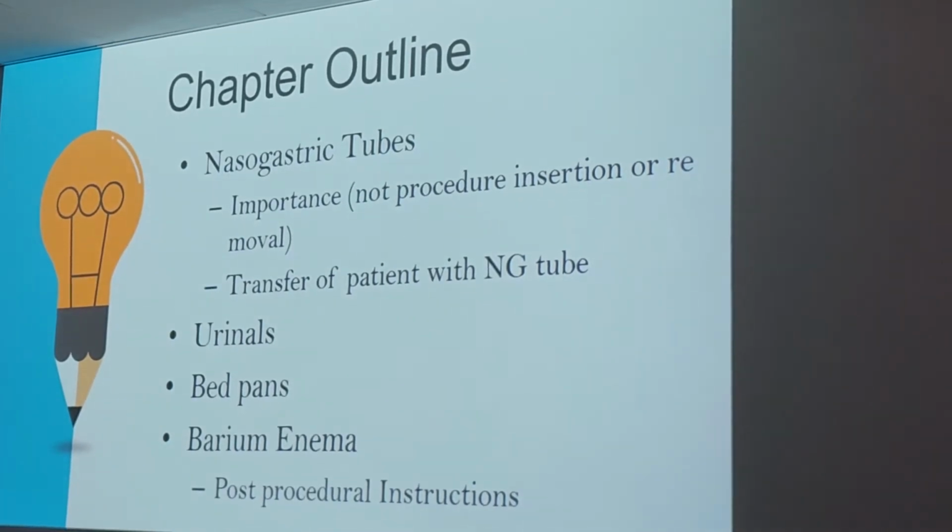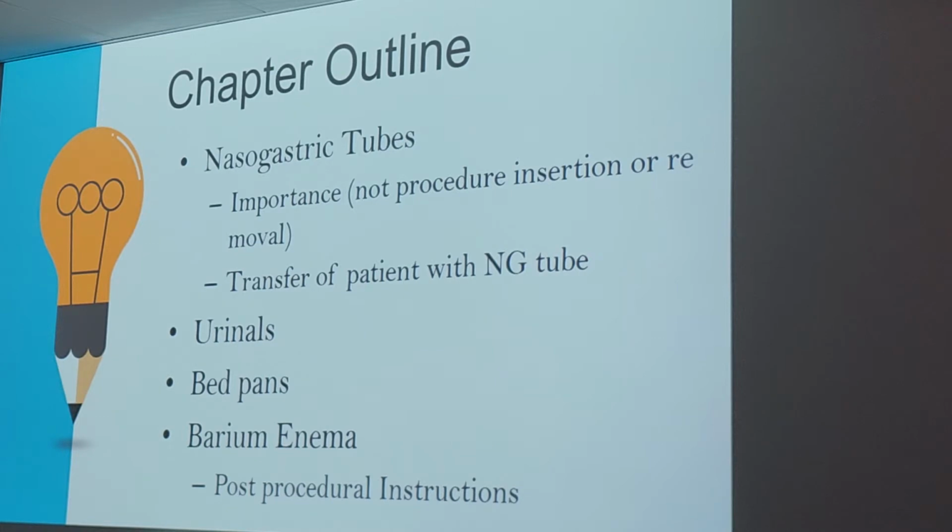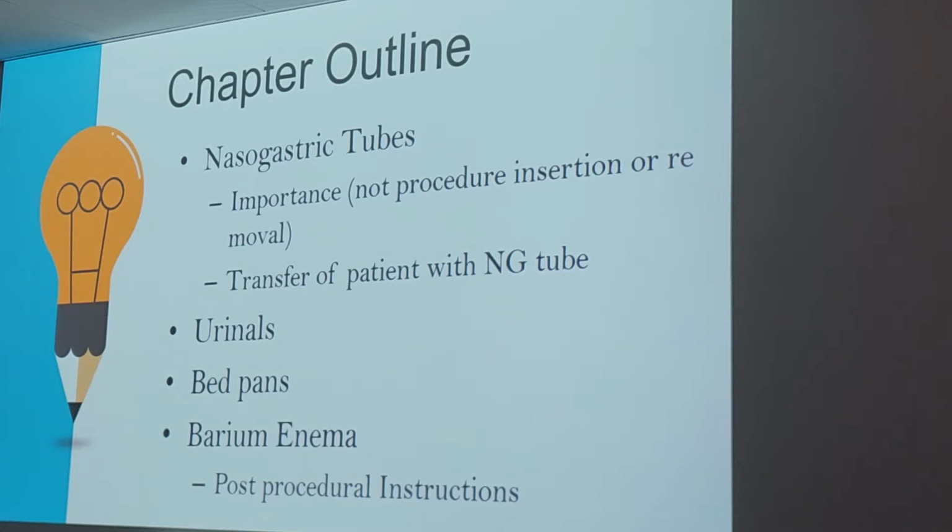A patient would have an NG tube for administering medication, removing gas and fluids from the stomach, if the stomach is obstructed somehow, or maybe they have blood in the stomach from trauma. In addition, NG tubes are also used for short-term feeding. So there's several different uses for NG tubes, and there's also several different types of NG tubes.